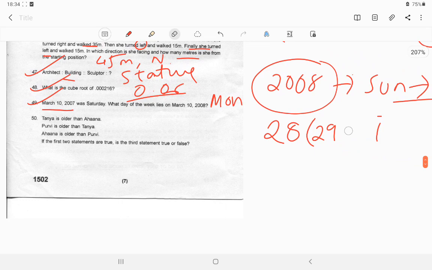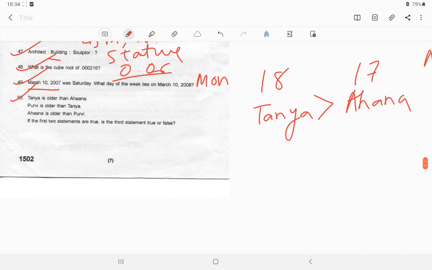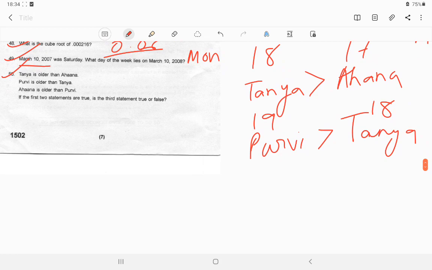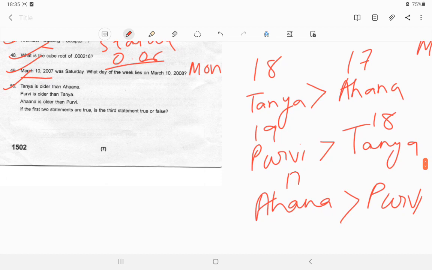So next, the last question for the Combined Technical 2015: Tanya is older than Ahana. For example, Tanya is 18 and Ahana is 17. Next, Purvi is older than Tanya, so Purvi is 19. Third, Ahana is older than Purvi.